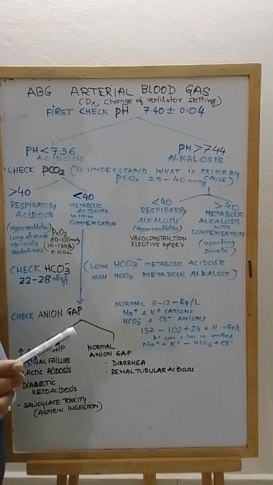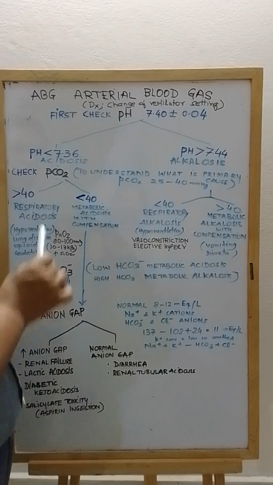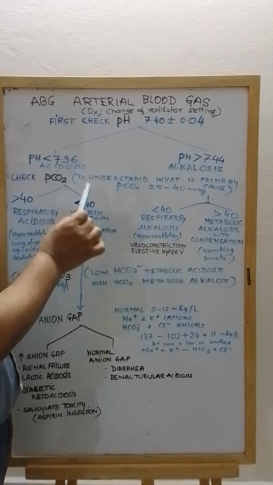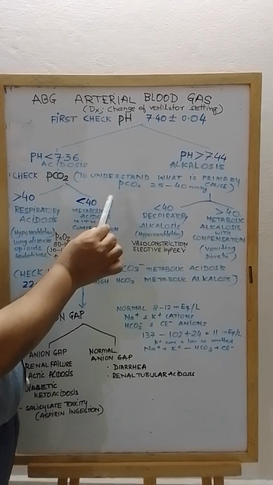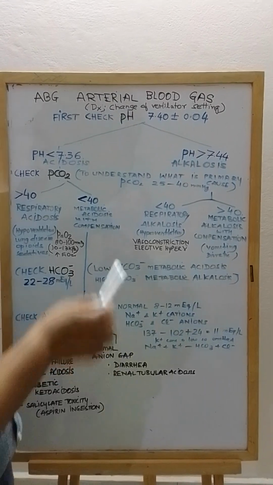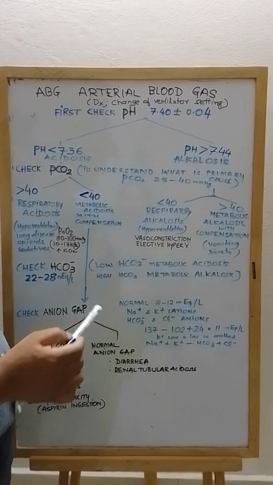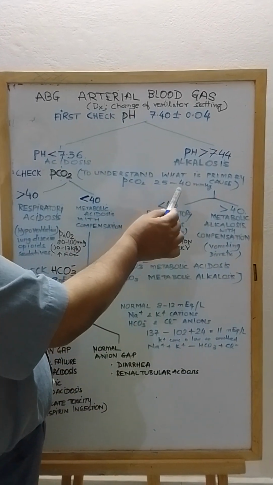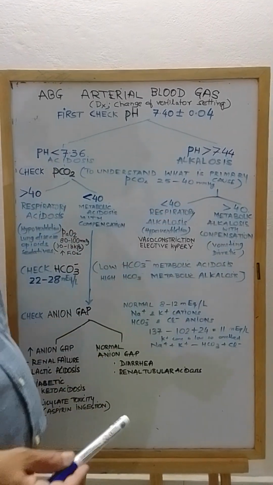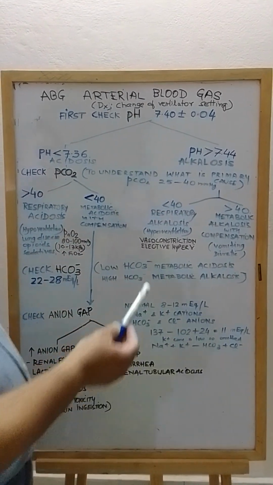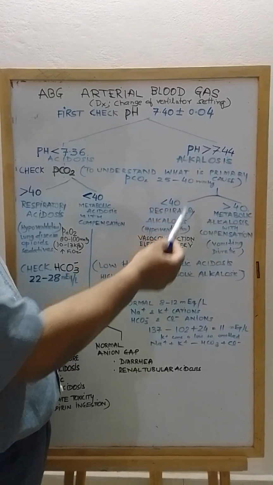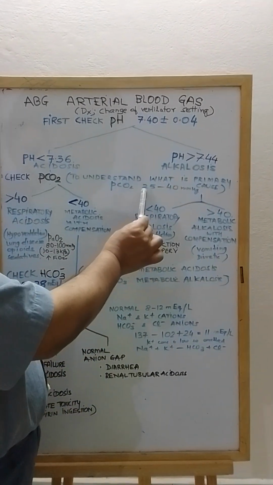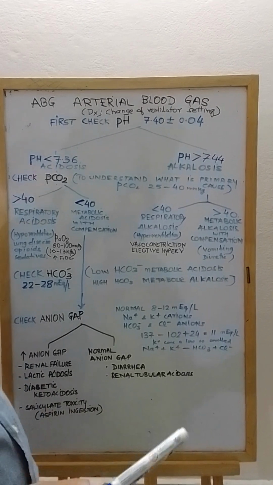Then the second thing to be checked in the ABG report is the PCO2, that is the partial pressure of the dissolved carbon dioxide in blood, and it helps to understand the primary cause of this acidosis or alkalosis. The normal range of PCO2 is 25 to 40 millimeters Hg. There may be slight variation in different books. Somewhere it is written 26 to 42, but I am giving you 25 to 40 mmHg as an example, for reference and to make it easy to remember.